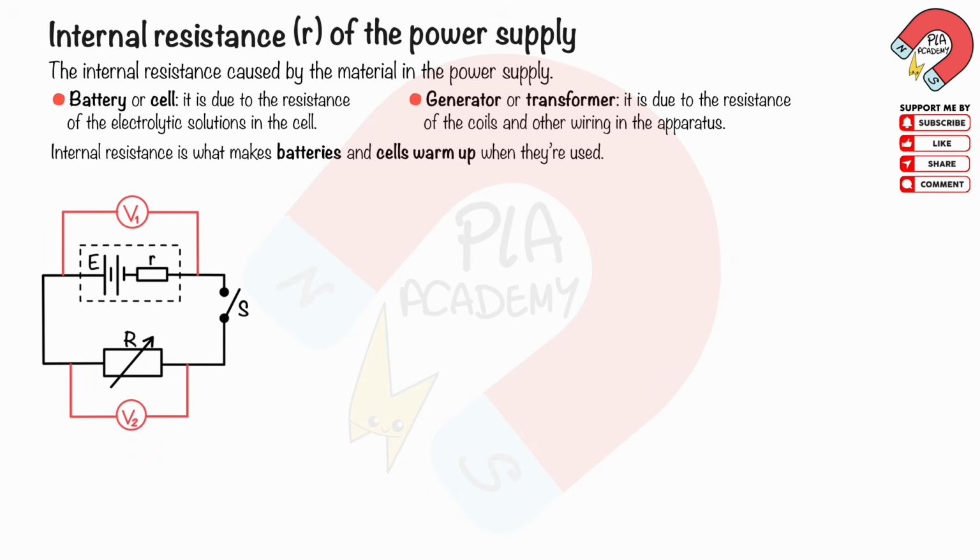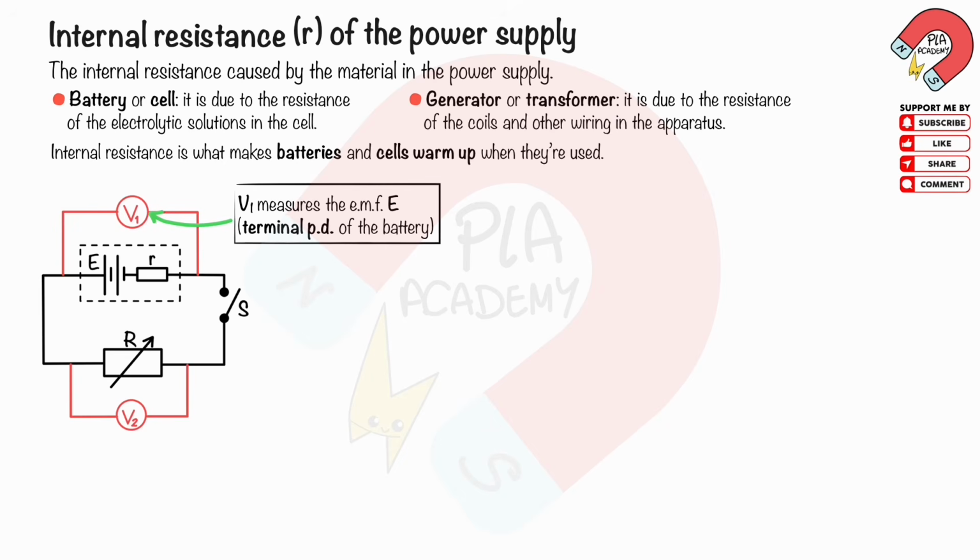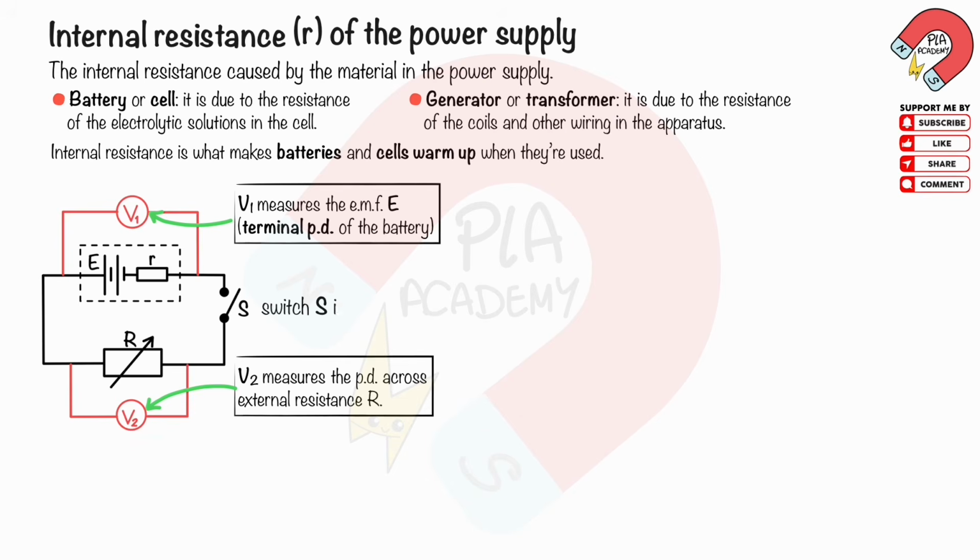Consider a battery of EMF E and internal resistance r, connected in series with the external resistance R and switch S, as shown. The voltmeter V1 measures the EMF E, or terminal PD, of the battery. The voltmeter V2 measures the PD across the external resistance R.